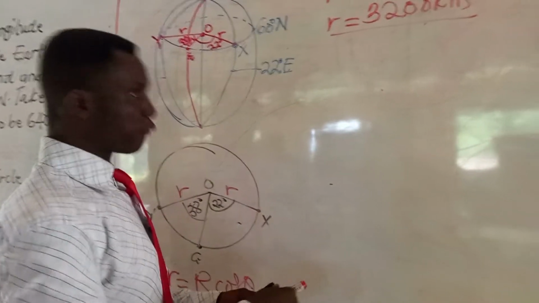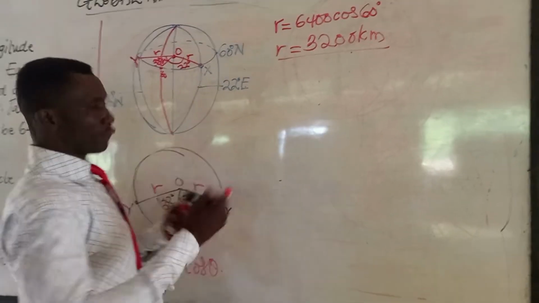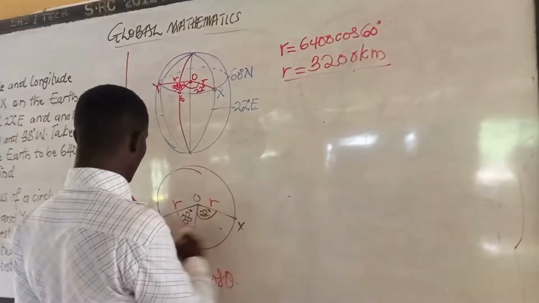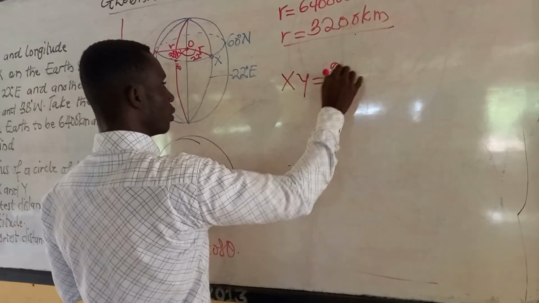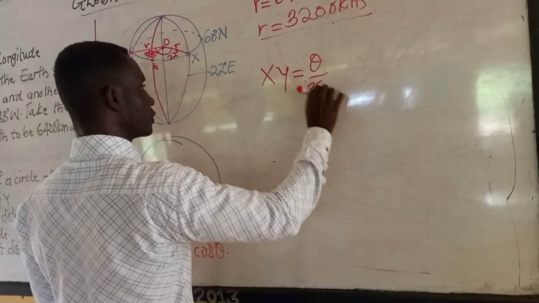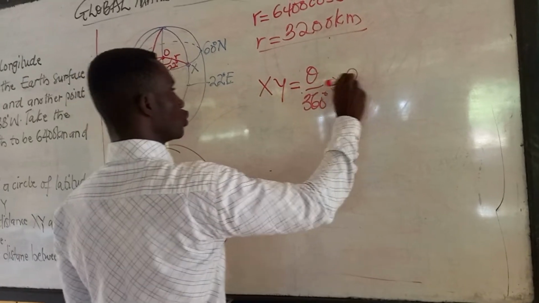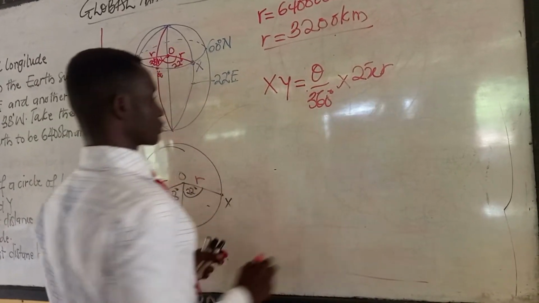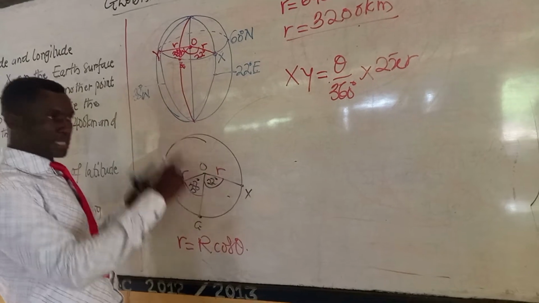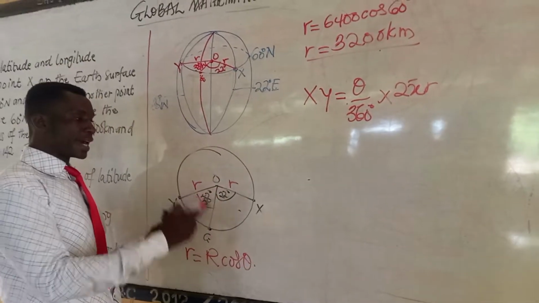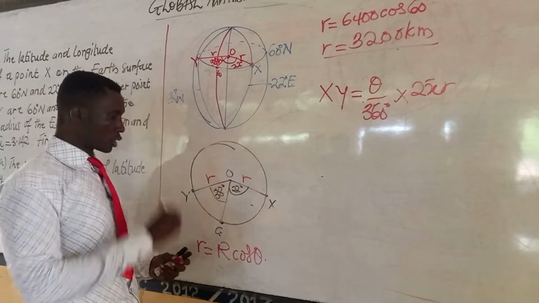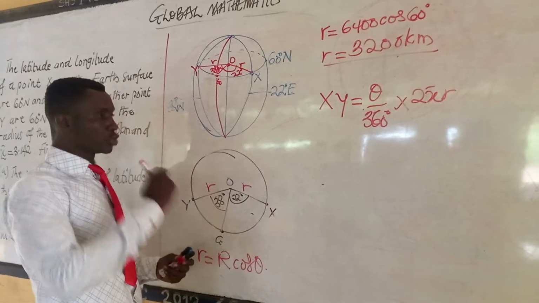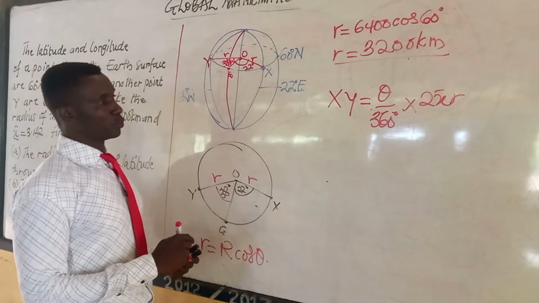And the length of the arc formula, which you have learned already in core mathematics, the length of the arc XY is equal to theta over 360 degrees times 2 pi r. This is small r. In some situations, it can be capital R when the angle falls on longitude. But in this case, the angle falls on latitude, so small r is used. You should not get yourself confused.